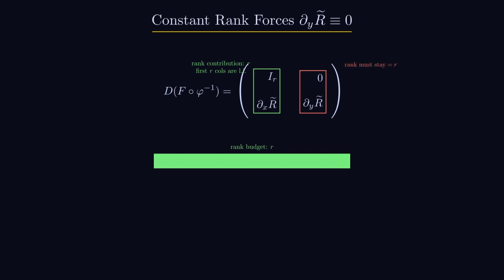The last m minus r columns correspond to the partial derivatives of r tilde with respect to y. For the rank to remain exactly r throughout the cube, u tilde 0, not drop, not exceed, these columns must lie in the span of the first r columns. But the first r columns already span all of R^r in their upper r rows. The only way the last m minus r columns can lie in that span without increasing the rank is for their lower n minus r rows, the dy r tilde entries, to be 0.